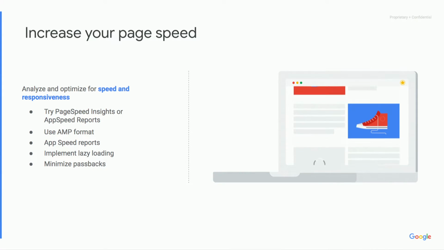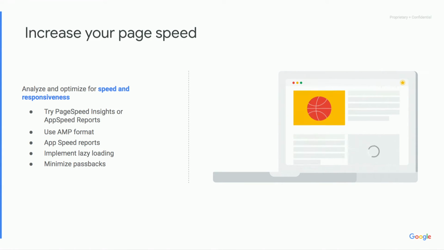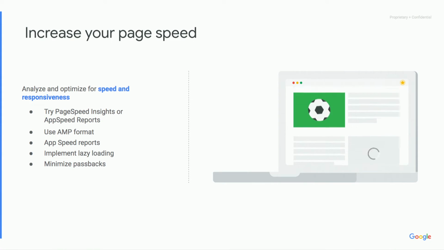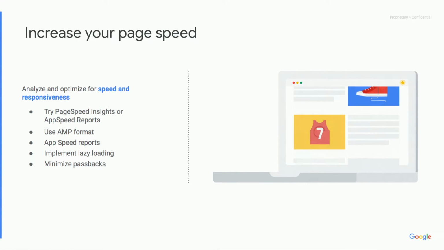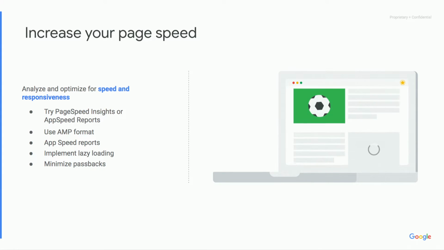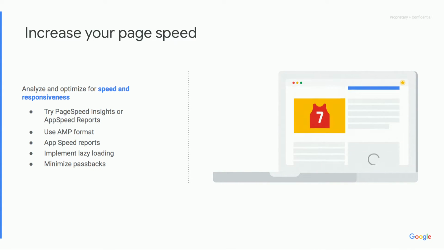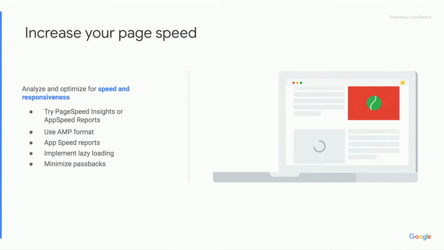And there's a couple ways that you can go ahead and optimize for speed and responsiveness. One way that we recommend doing this is with a tool called PageSpeed Insights. This will analyze the content of your web page, and then it generates suggestions based off of your web page to reduce latency and make the page load faster.